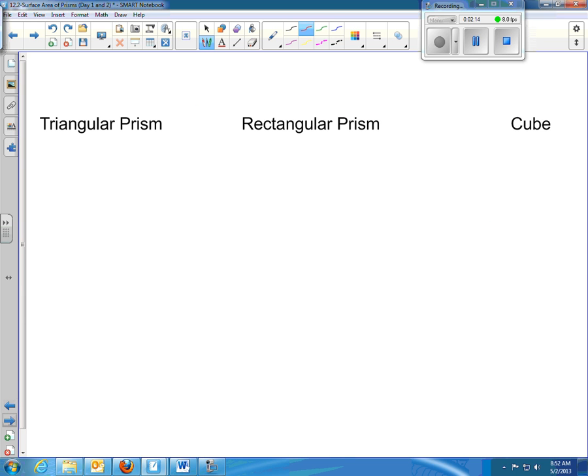So let's start off. I'll draw the triangular prism with you. So I'm going to start off with my base. And I'm going to draw 2 parallel lines to represent my sides. These 2 lines need to end at the same place. And then my base, I'm going to close off. Notice how that line should be parallel to the other one.